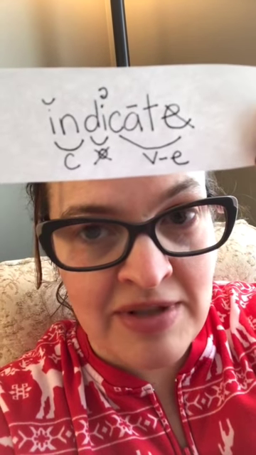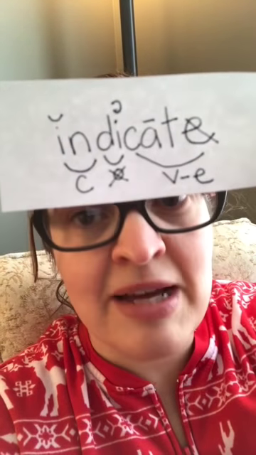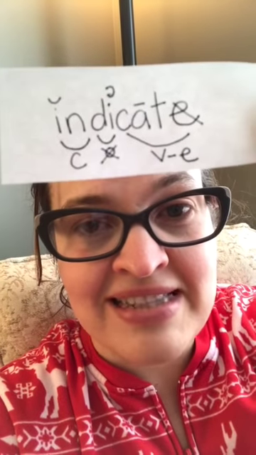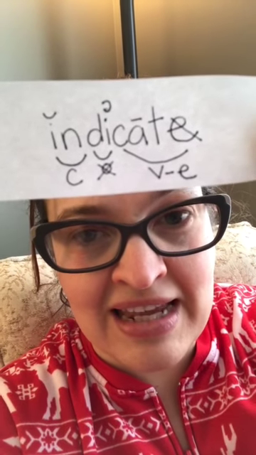All right. Here's another one of those. Indicate. I will indicate to you that you need to mark your words. Indicate. We've got a closed syllable in. Di is an open syllable exception. That I is a schwa, and then C-A-T-E, vowel consonant E.